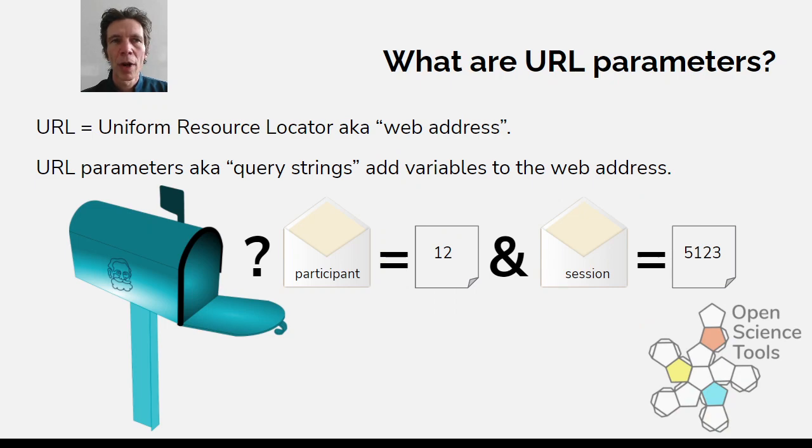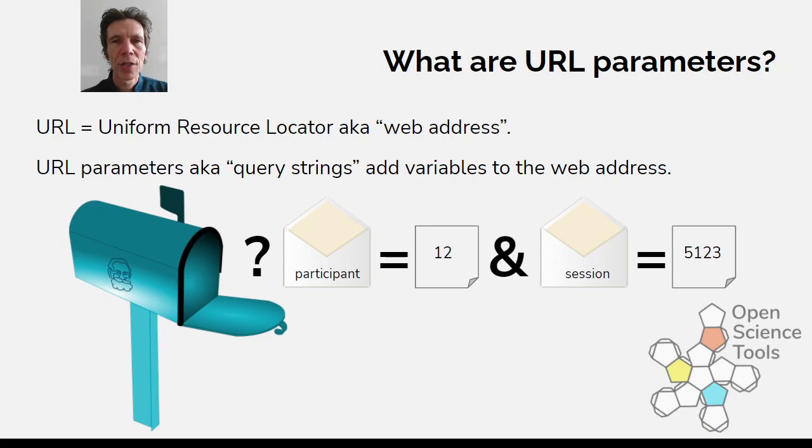So what are URL parameters? When we go to a website, the web address that we go to is known as the URL, or Uniform Resource Locator. And after the address, you can have a set of variables known as a query string or URL parameters, where you can have pairs of variable names and variable values.